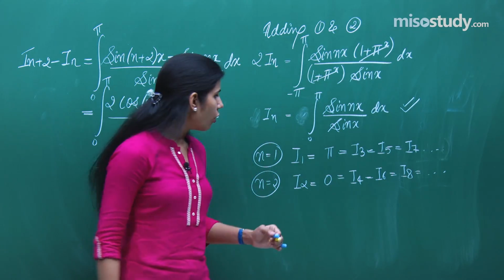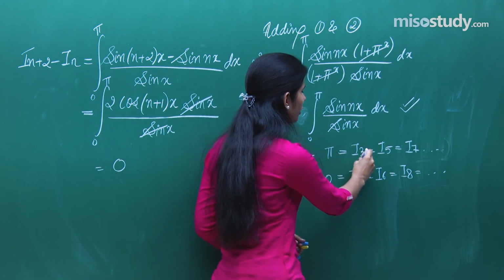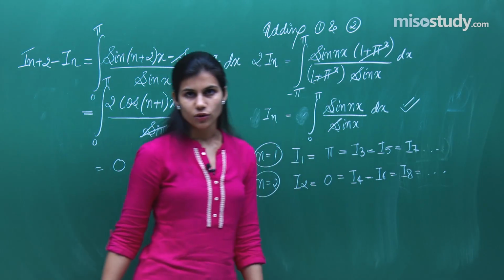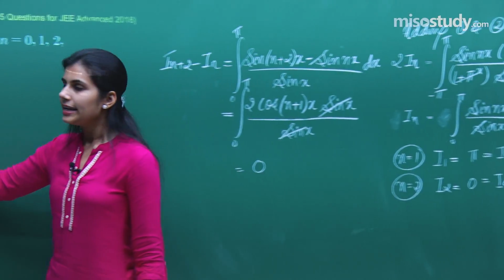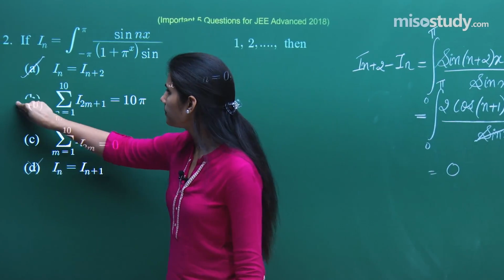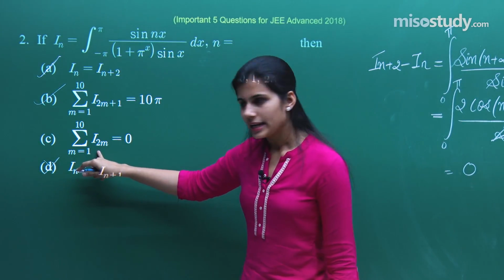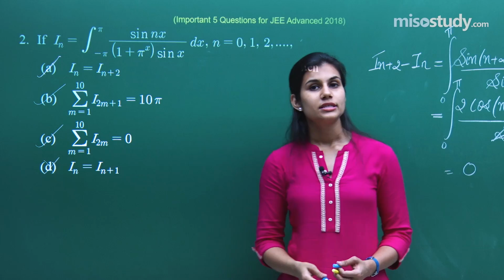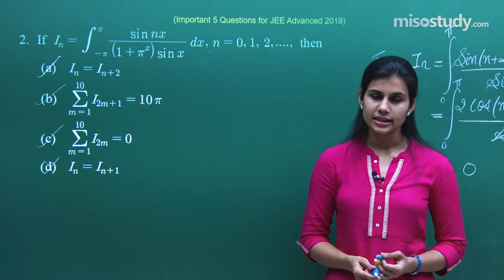That means whenever this is odd, you are going to get pi, and whenever it's even, you're going to get 0. So when you add pi 10 times, you get 10 pi. When you add 0 10 times, you get a 0. That's how the concepts are used over here in this case.